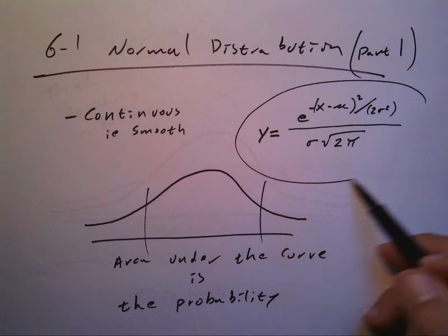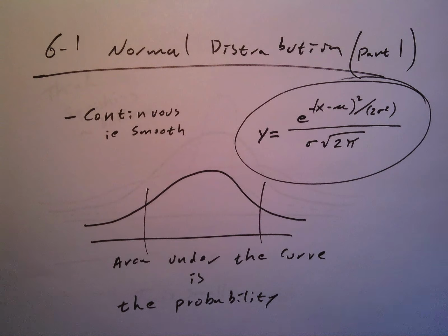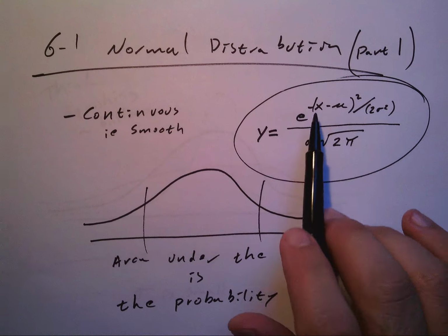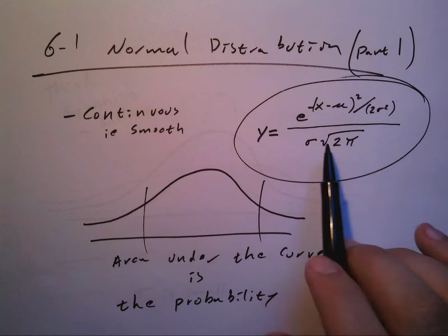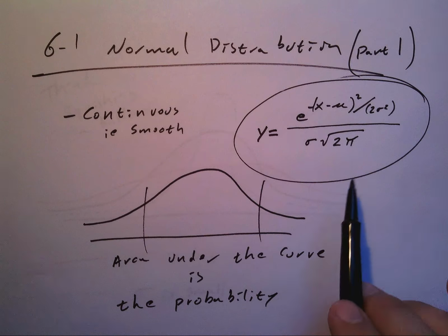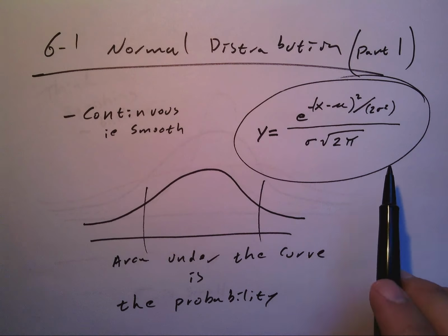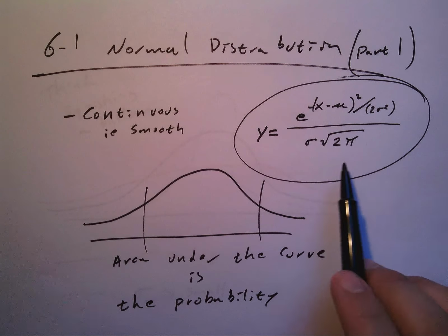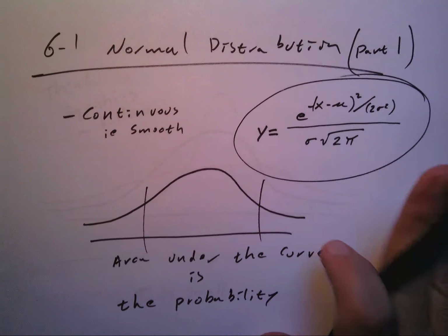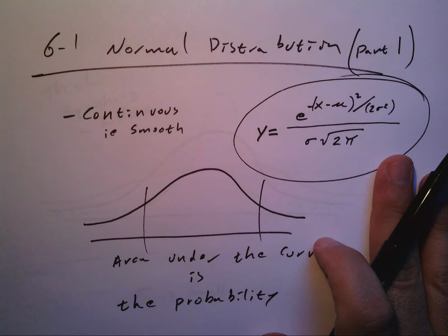In fact, over here is the formula for it, and I encourage you to look at the book for it. Y equals e to the negative x minus mu squared divided by 2 sigma squared, all divided by, the other one was part of the exponent, sigma times square root of 2 pi. We will never, ever use this formula, but it's good to know where it comes from.